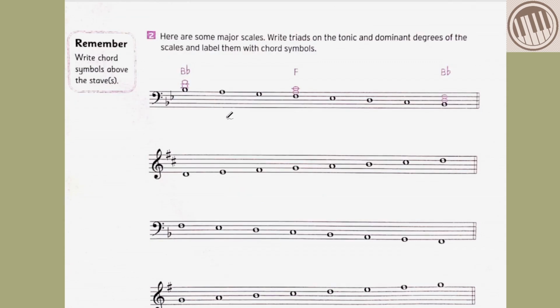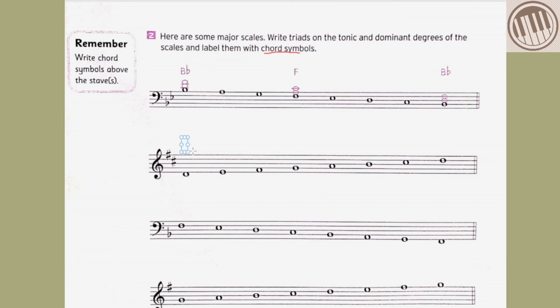Let's move on to the second question. This time you have to label the chord symbols above the stave. So if you have to write Roman numbers, you can write them under the chords. As you know, in your major scales, your 1 and the 5 chord will always be majors.